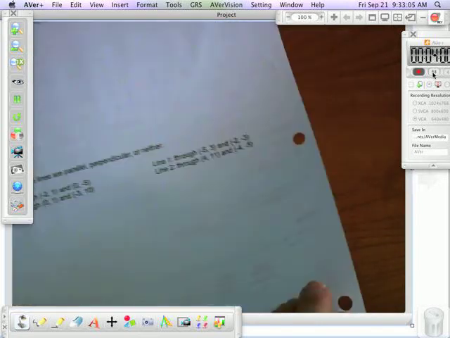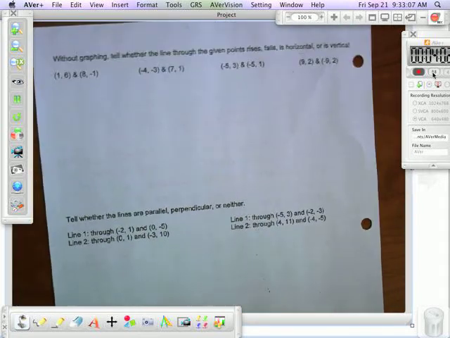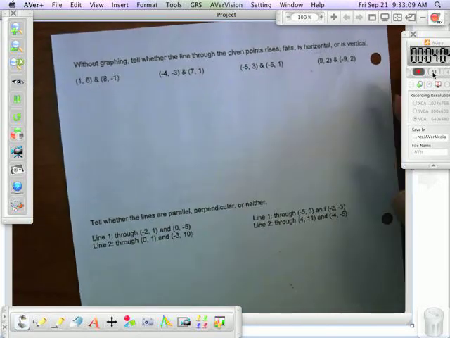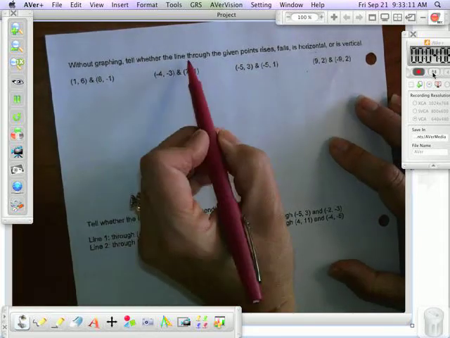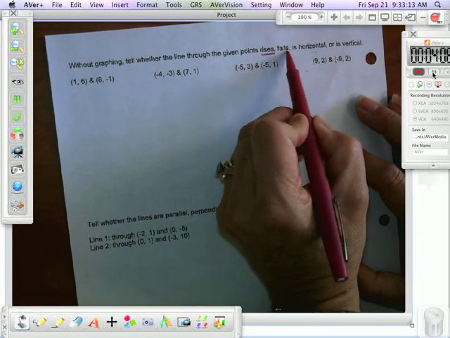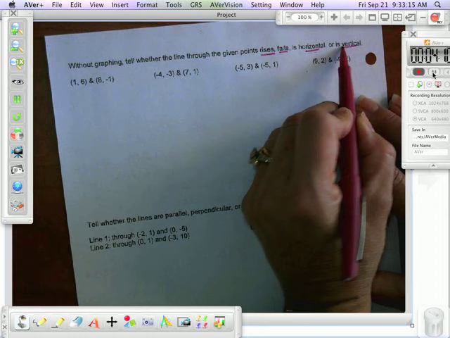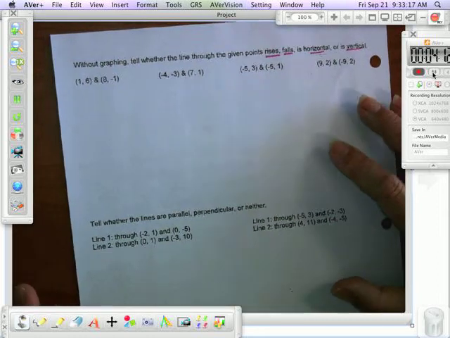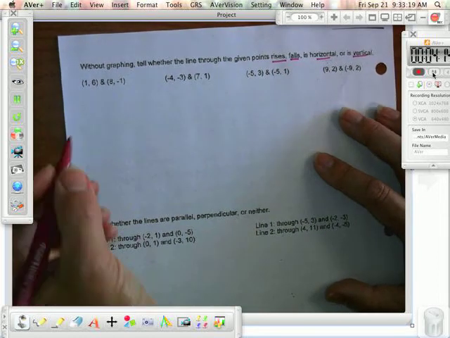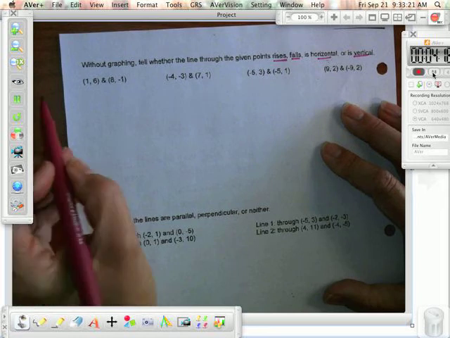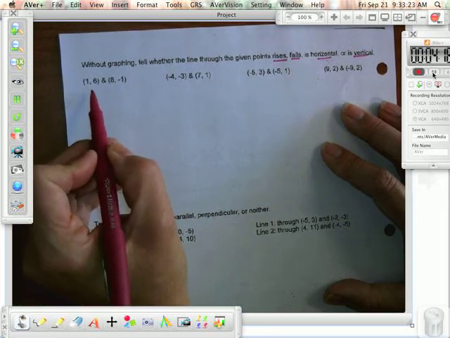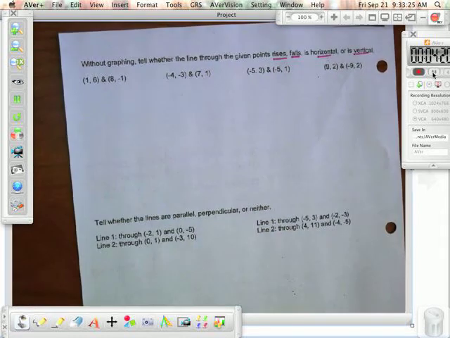All right, turn it over. Without graphing, tell whether the line through the given point rises, falls, is horizontal, or vertical. So that means find the slope. Let's think about this, though, first. Let's not even find the slope. Let's just look at the points. As x increases, what does y do? Decrease. So what's this line going to do?